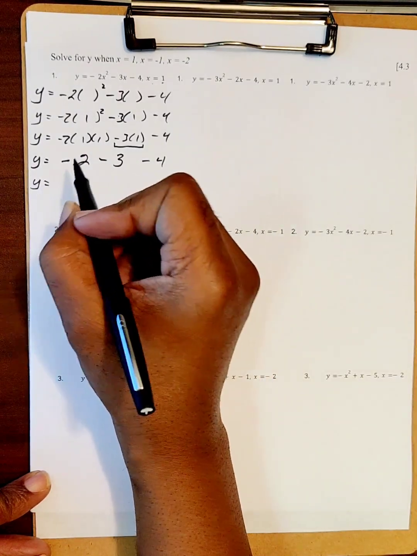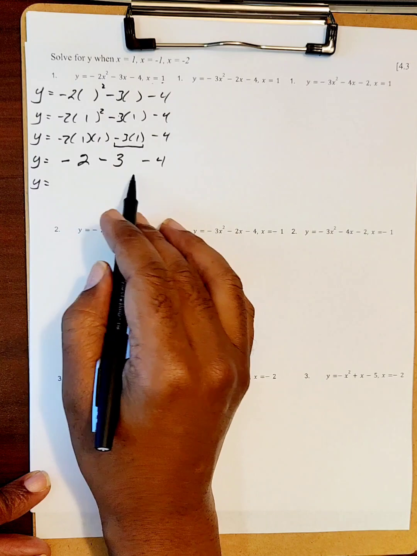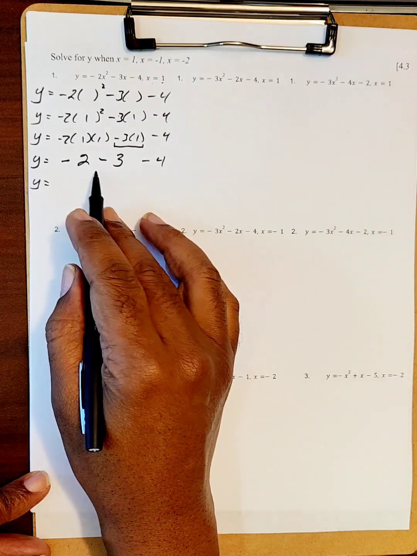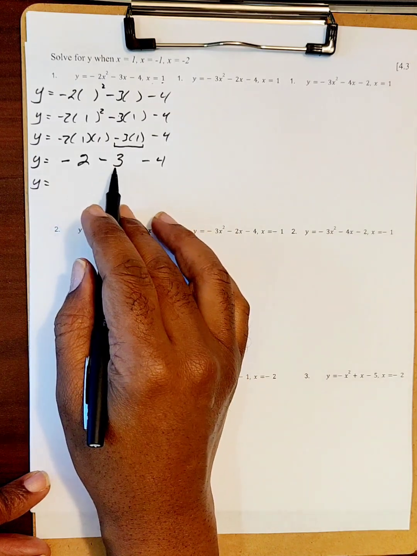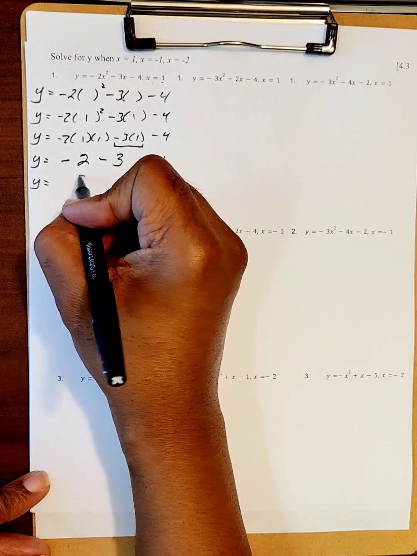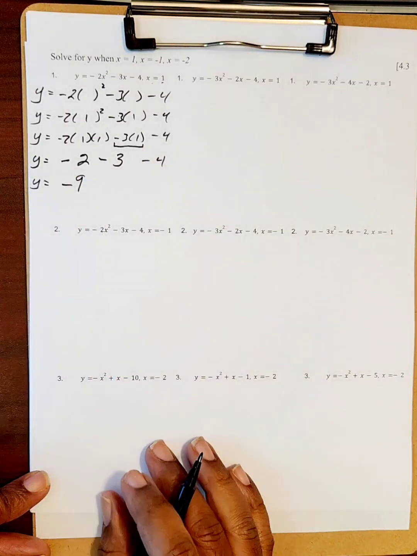So same signs add, so all these are negative, so they'll all add together. And we're going to get a 2 plus 3, 5 plus 4, 9. And it'll be negative, the bigger sign is 9.